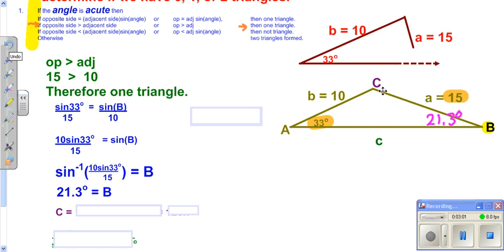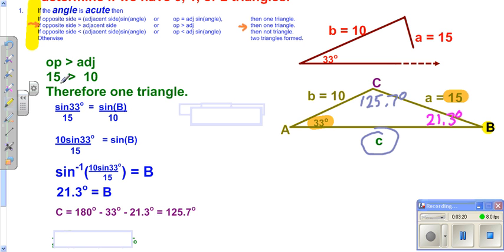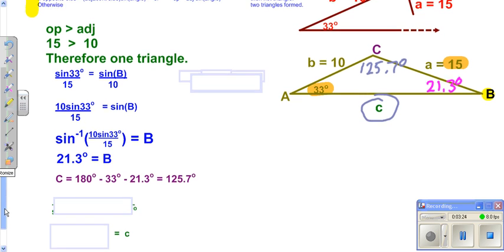But now, since I know two of the three angles here, I can easily get my third angle, angle C, because all the angles add up to 180. So I'll go 180 minus the two angles I have, and then I get my 125.7 degrees. Now I can go ahead and find side C since I now know angle C.